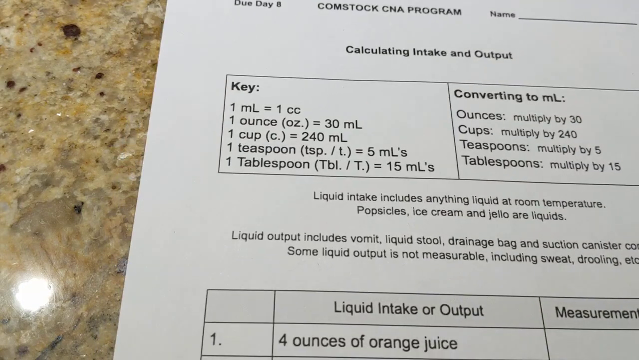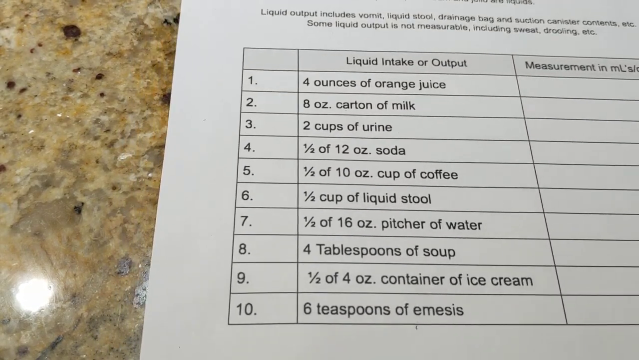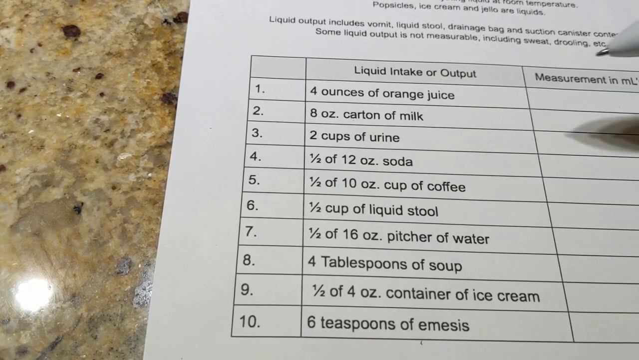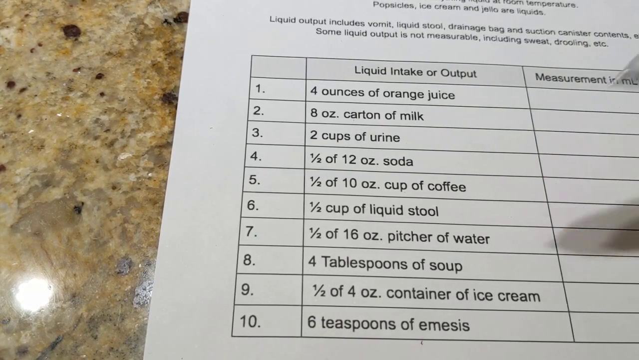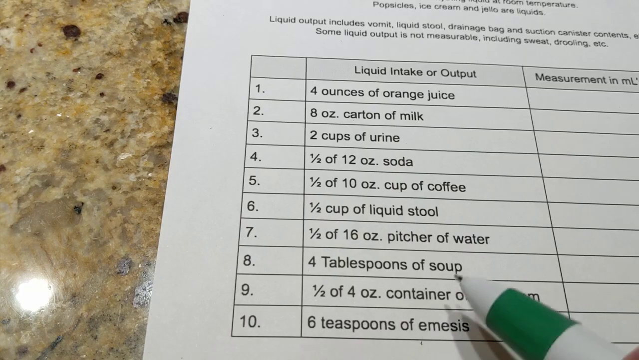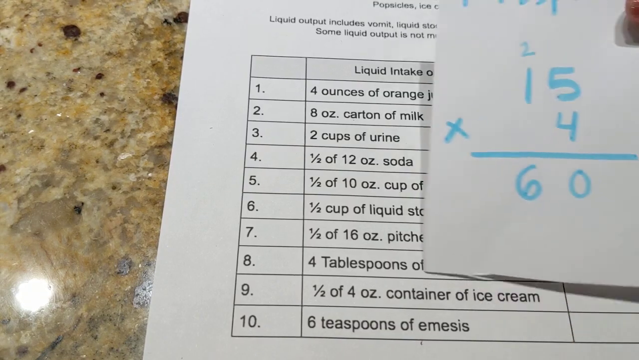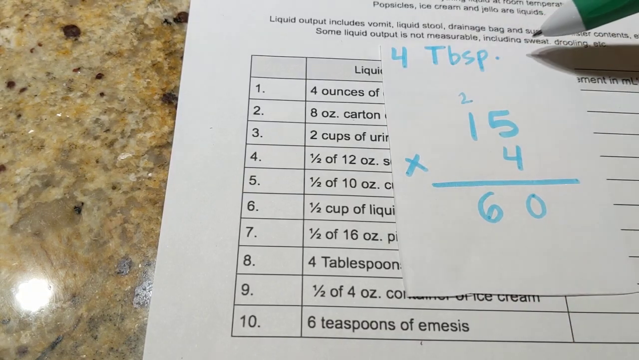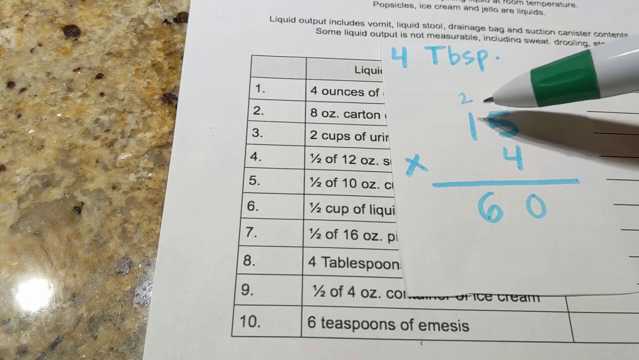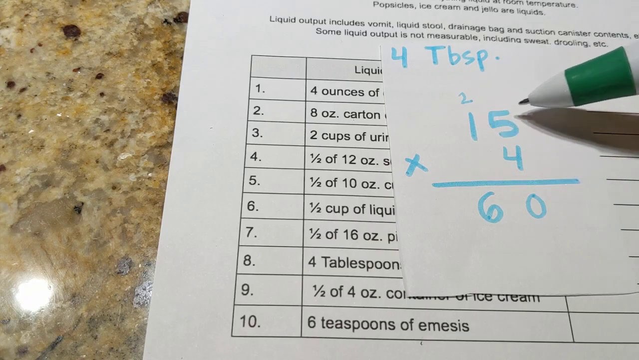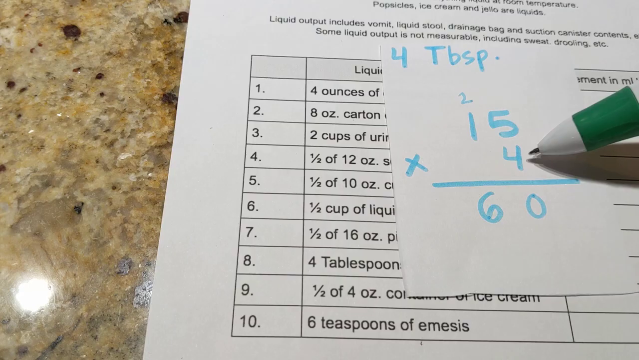Let's go down to the bottom of this page, and we're going to be calculating from tablespoons and teaspoons into milliliters. So whenever we're dealing with tablespoons, we need to multiply by 15. And so you can see number 8, we're dealing with 4 tablespoons. And so I'm just going to do that with you. 4 tablespoons, we have to multiply it by 4. So we put the big number on top, 15 on top, and on the bottom is 4 tablespoons.